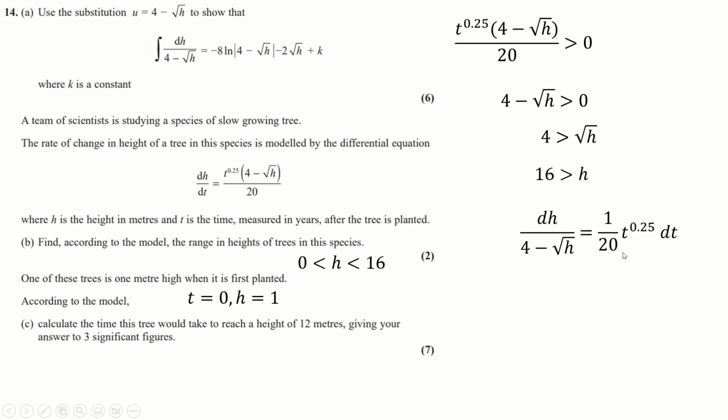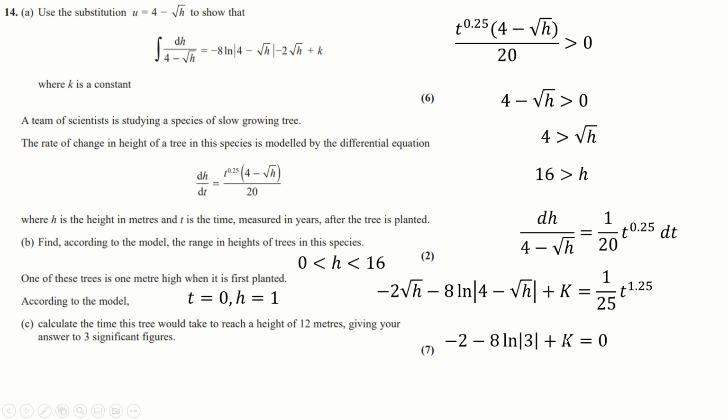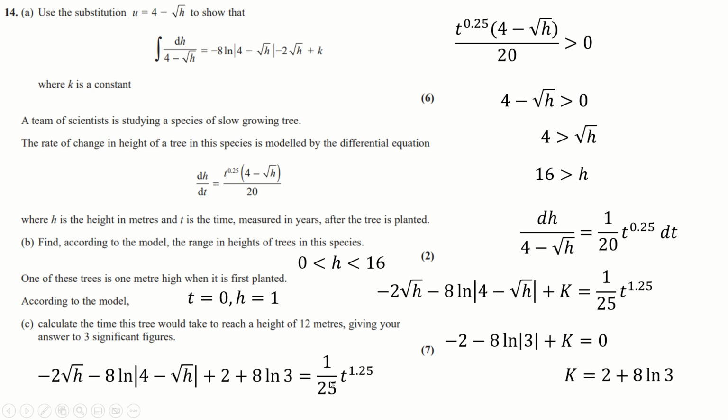The integral of this, just raise t up to the power 1.25, divide this by 1.25, you get 1 over 25. And then apply this initial condition here. So when t is 0, this becomes a 0, so this all becomes a 0. When h is 1, this is a root 1 which is 1, so this all becomes a 3. And you get this, so k is that. So now we can write down this as the general solution, I think, just replacing all these things here.